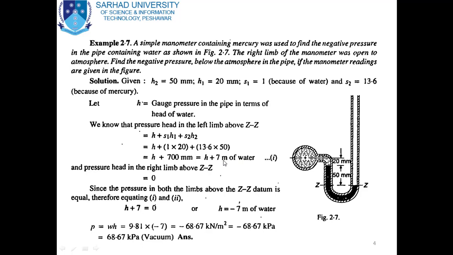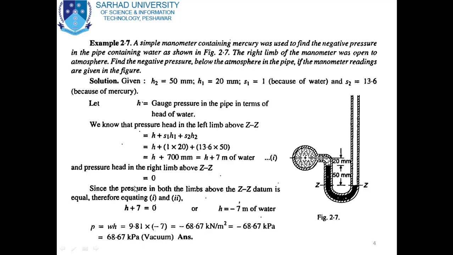Here it is written 7, but it is 0.7 because 1 meter is equal to 1000 millimeter, and when we divide 700 mm by 1000, we will get 0.7. So it is written mistakenly 7, it is 0.7 meters of water. Let this be equation 1. And pressure head in the right limb above ZZ is equal to 0. As you can see in the right limb, there is no head, so the pressure in the right limb is 0.